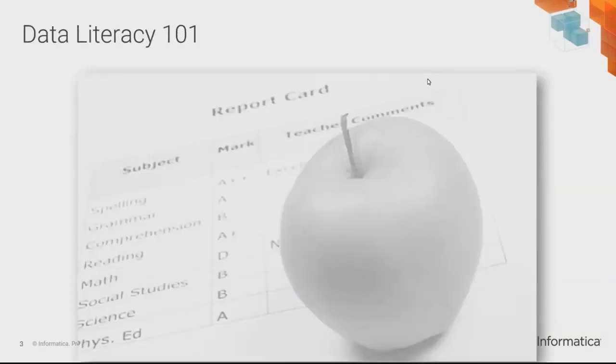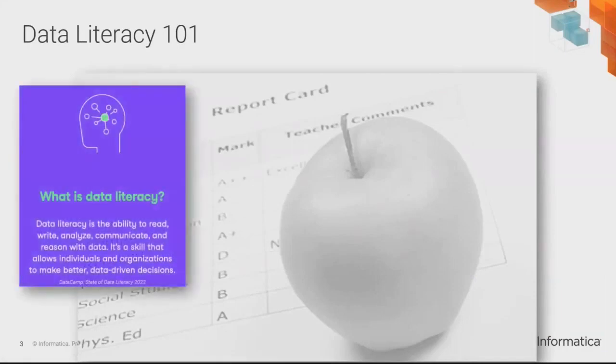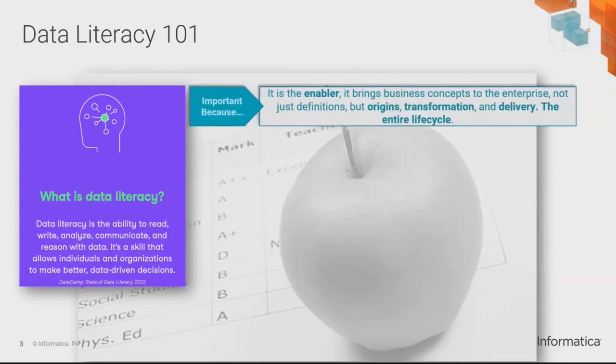So what is data literacy? We have some good definitions from a number of industry research groups. I like this one from DataCamp. Data literacy is the ability to read, write, analyze, communicate, and reason with data. So the key thing is being able to really understand the data and the goals of the data, so that it can drive better business decisions going forward, because that's really the goal of everything we're doing: to be efficient at running a business, but also to make good decisions going forward based on that data.